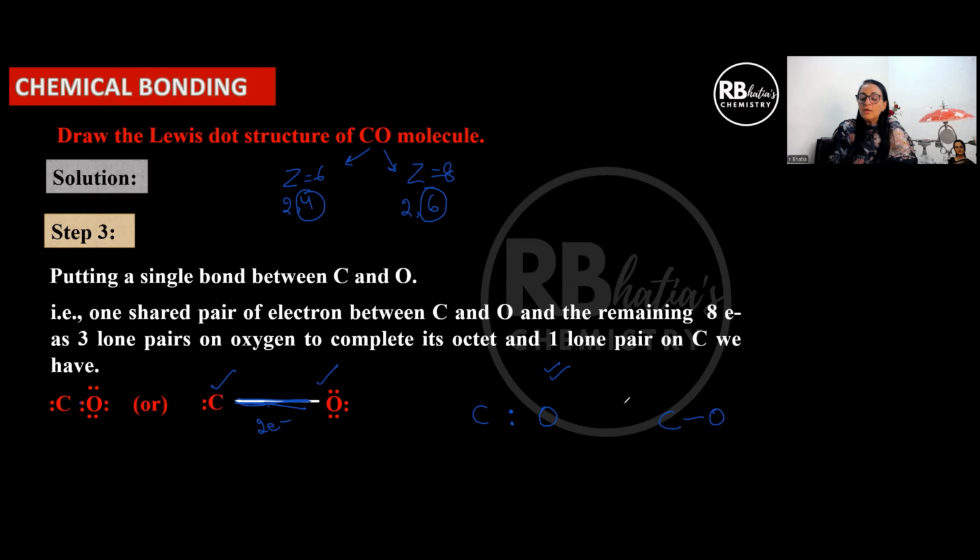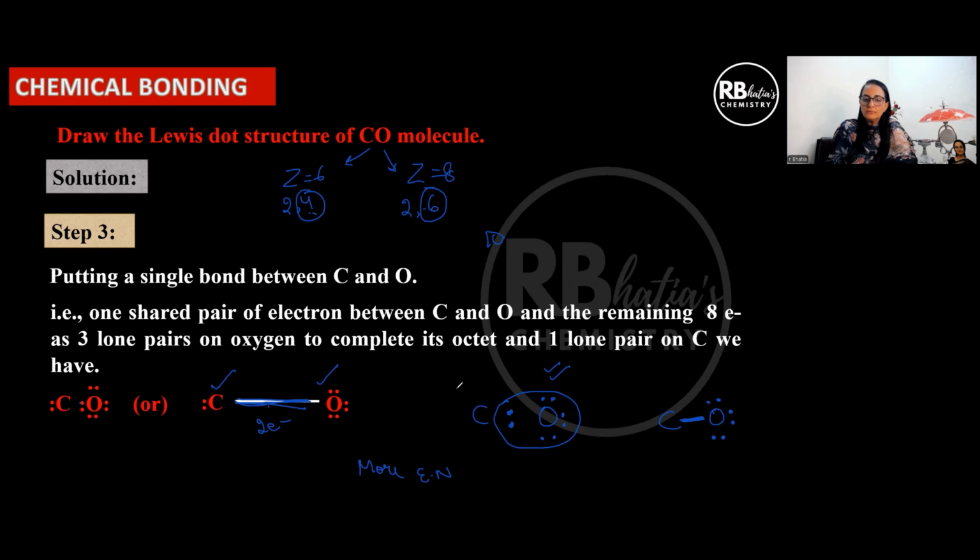What do we do now? We will choose the more electronegative atom to complete its octet first. One bond was already there, that means 2 electrons were already there. I put 6 more around this oxygen to complete its octet. And I have used 8 in the process, but the total electrons we had were 10. 6 plus 4, 10 electrons we had in all. So we are left with 2.